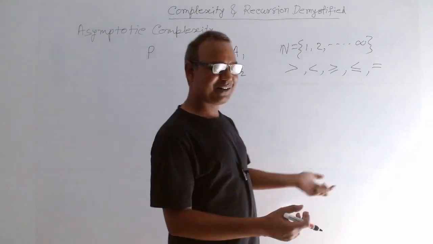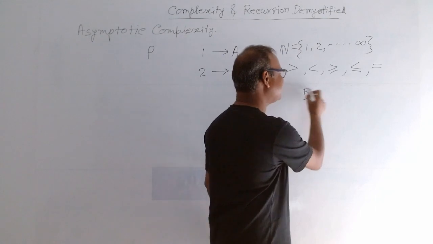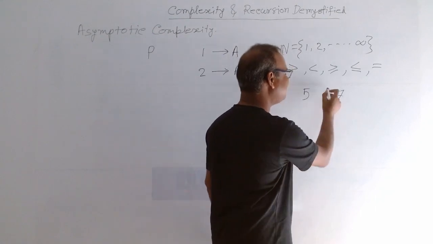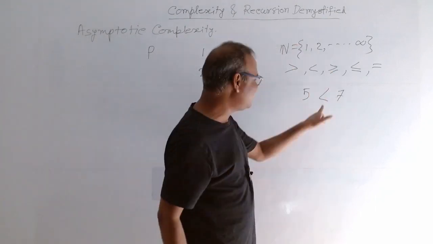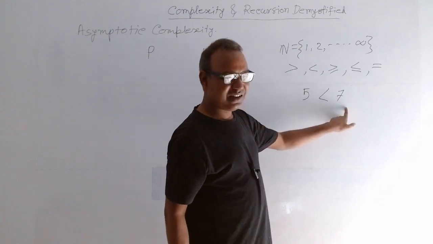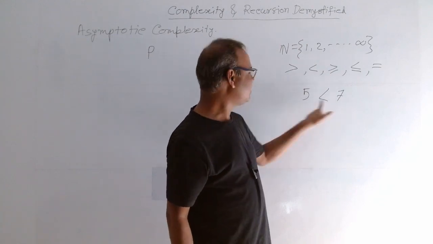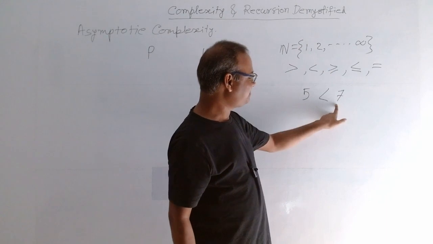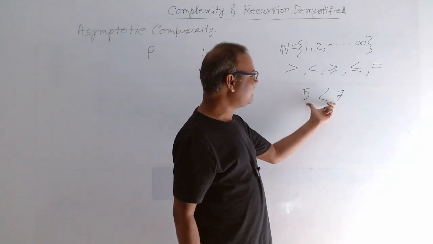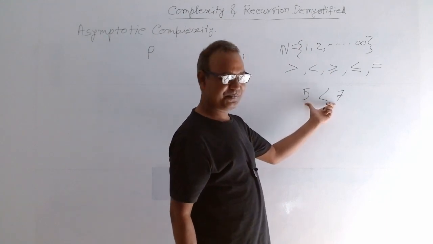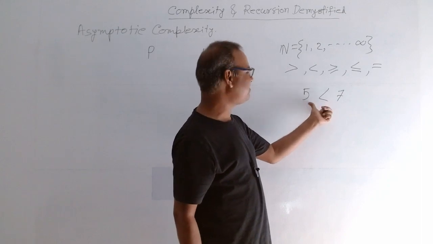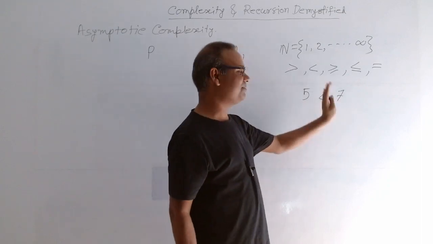Given any two arbitrary numbers, for example 5 and 7, we can say 5 is less than 7, and this symbol gives the meaning of this notation. Everyone understands that 5 is less than 7; 7 is the bigger number.